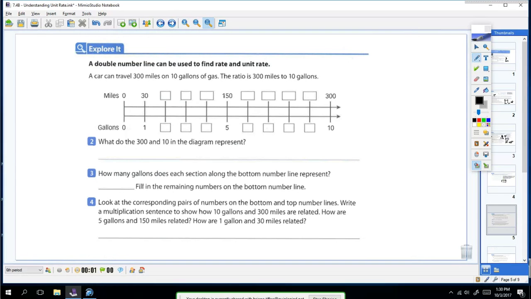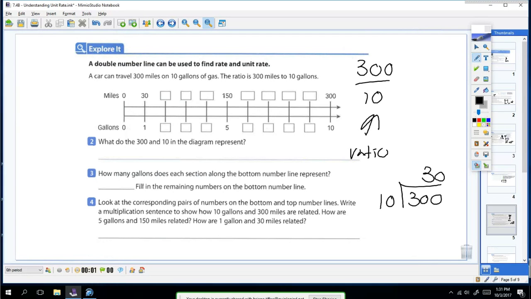Okay? So now let's try these problems. So it says a car can travel 300 miles on 10 gallons of gas. The ratio is 300 miles to 10 gallons. So my ratio is 300 for every 10 gallons of gas. That is a ratio. Well, to find my unit rate, I'm going to divide 10 into 300. 10 goes into 300 30 times. So my unit rate would be 30/1. So it says for every 30 miles I go, I use 1 gallon of gas. So it means every time I increase my miles by 30, I'm increasing my gallons by 1.